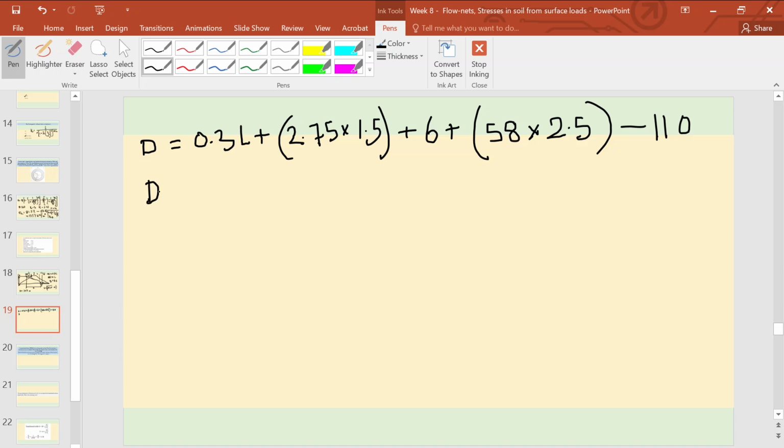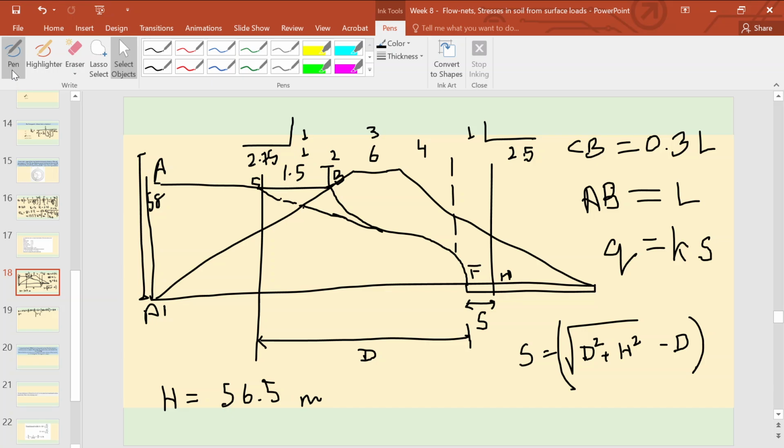D we will find out. What is the value of L? L will be equal to 20.54. No, it is the horizontal projection. In this case, L is the horizontal.